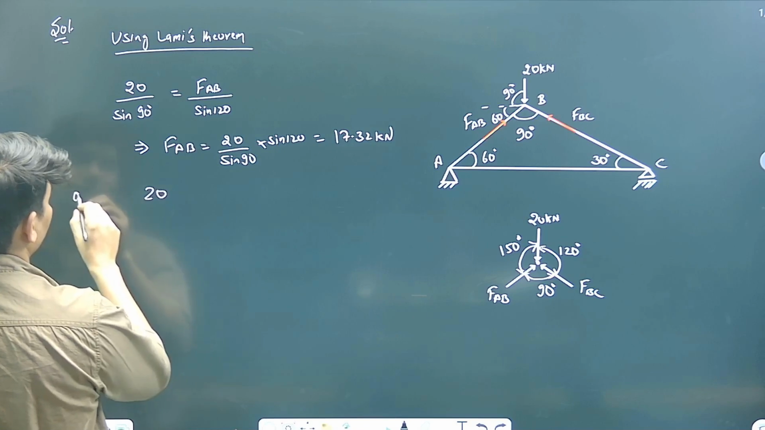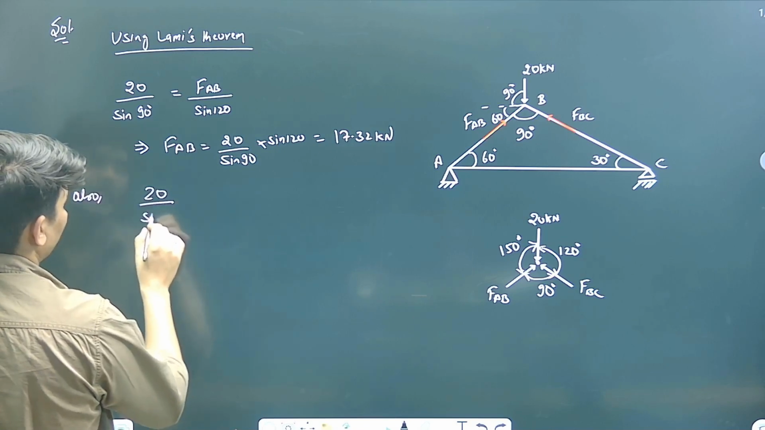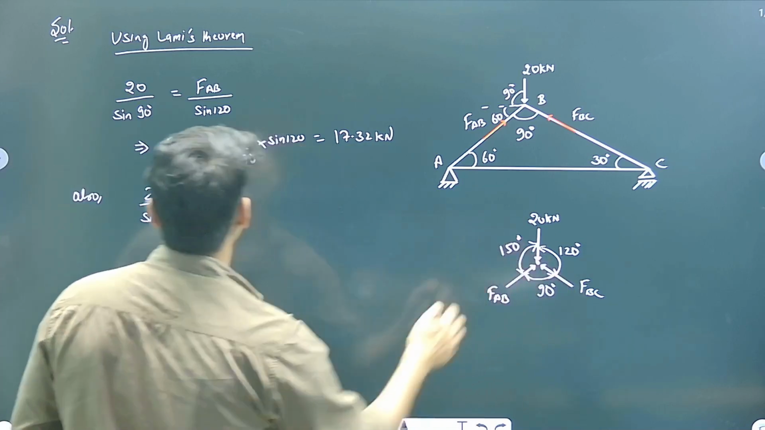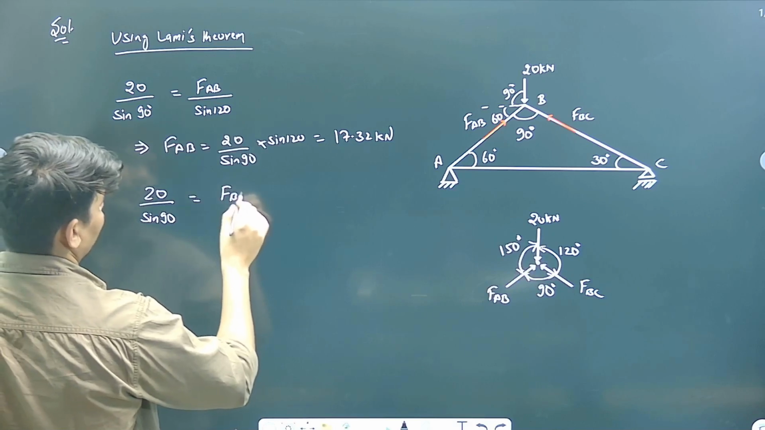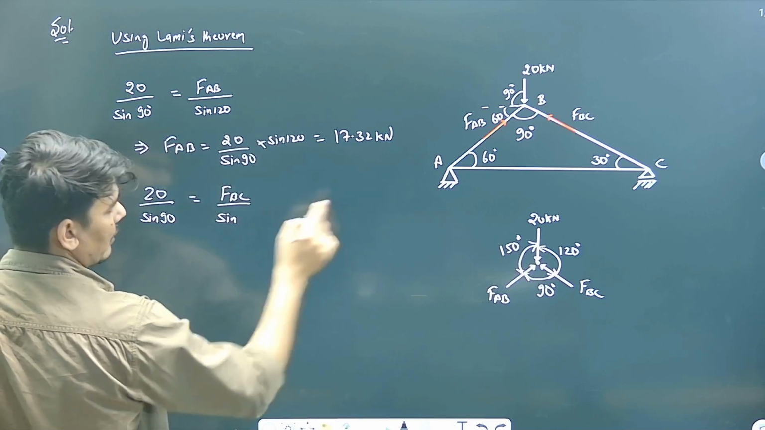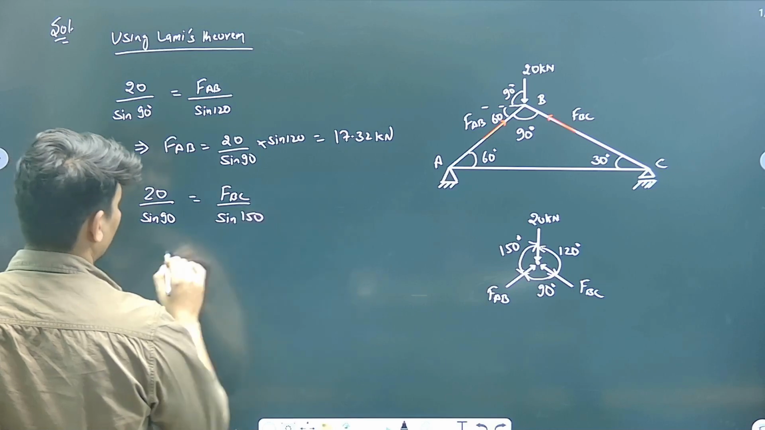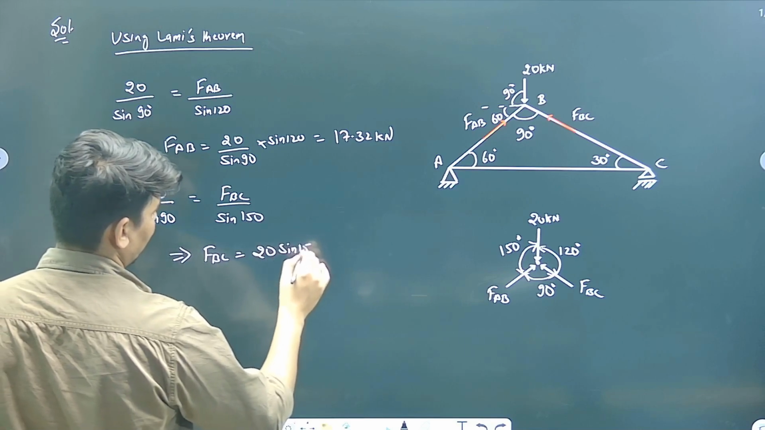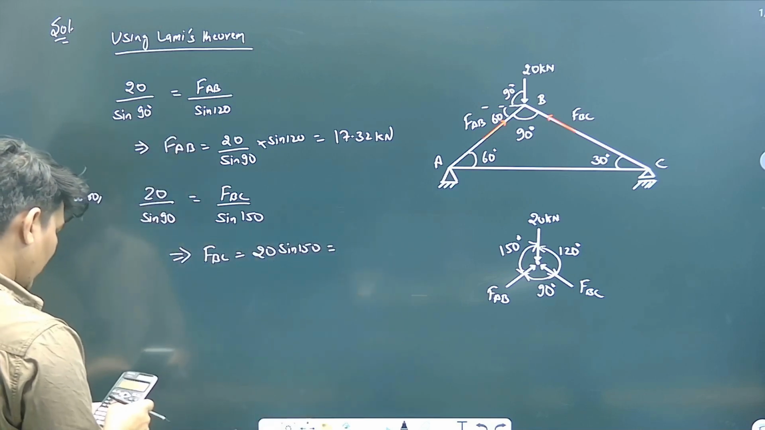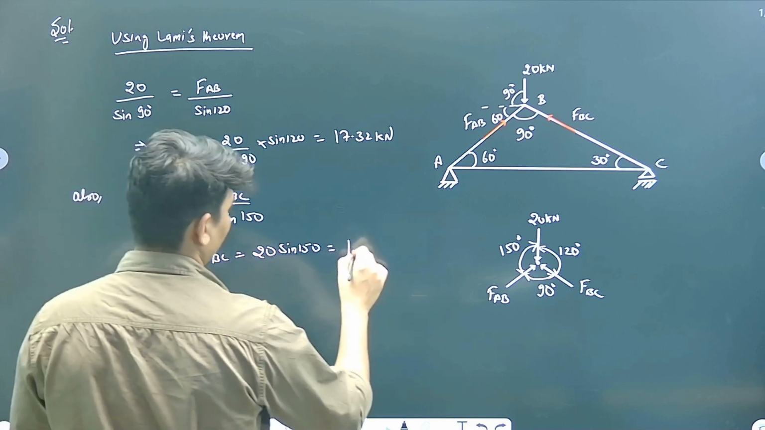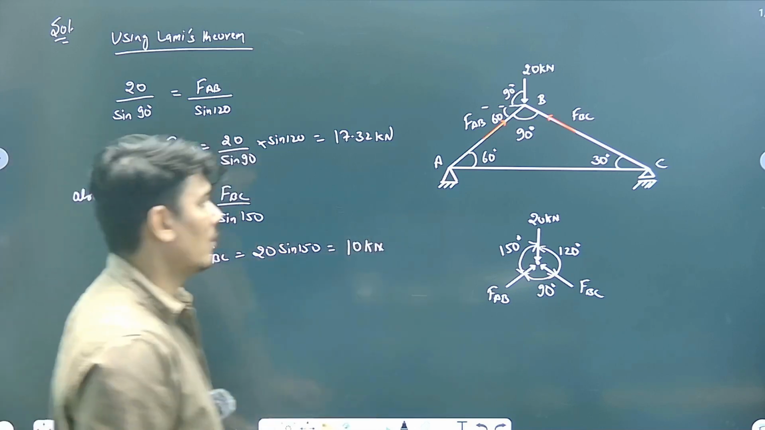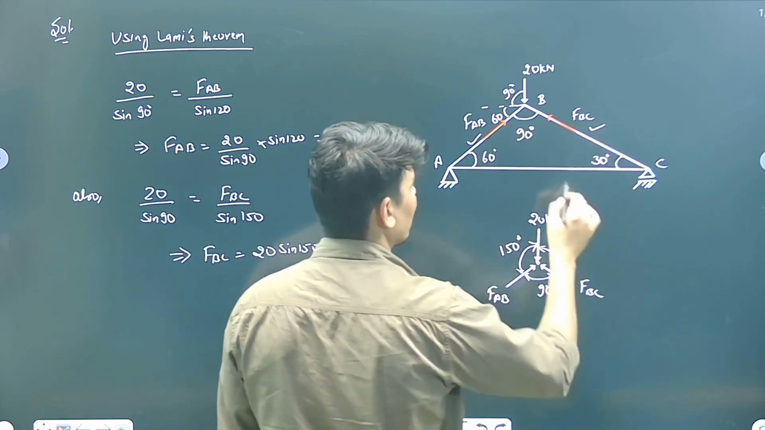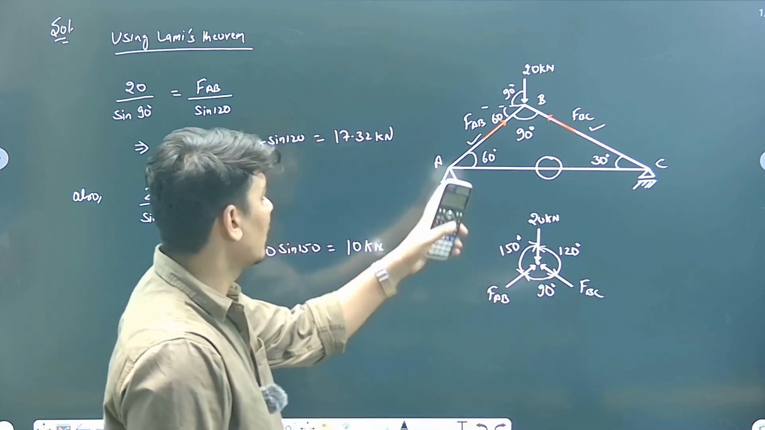Similarly, 20 by sine 90, sine 90 is 1, is equal to F of BC, force in BC member, opposite angle 150, sine 150. From here, F of BC is equal to 20 sine 150, which must be 10 kilonewton, right? So we have calculated the force in these members, but the force in the AC member is left.